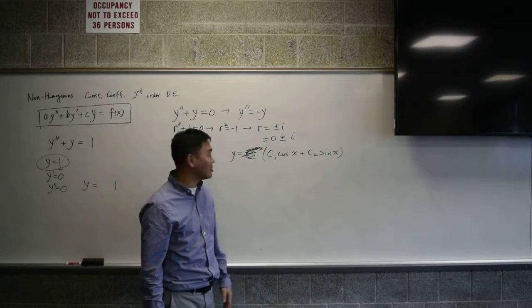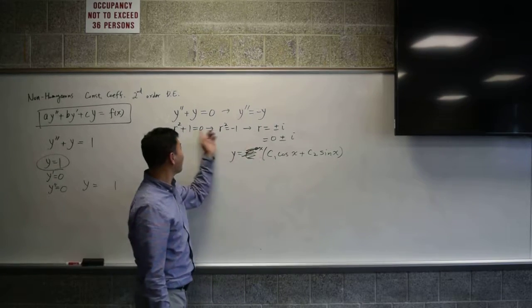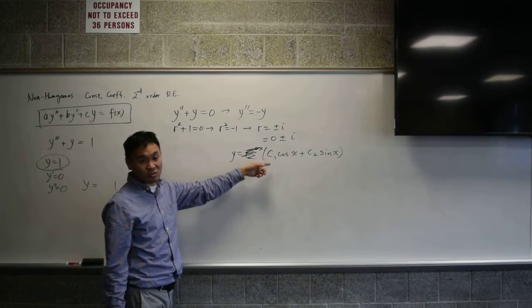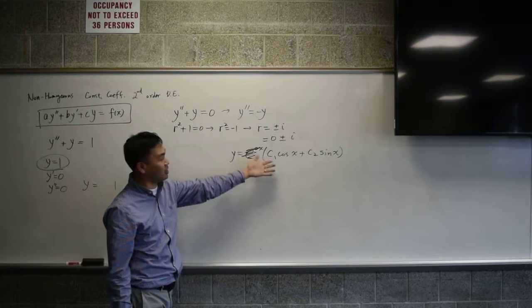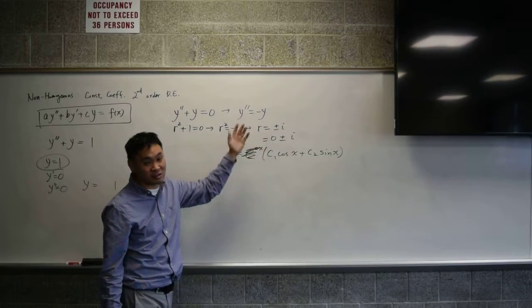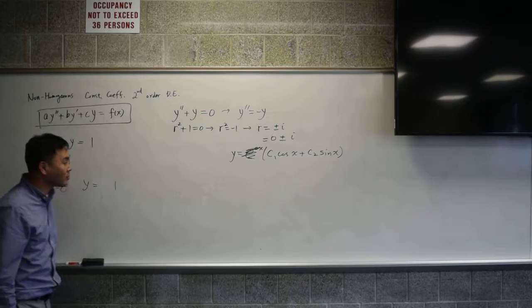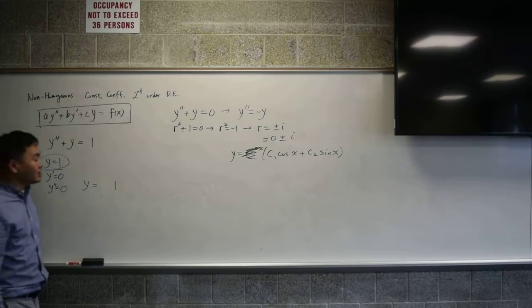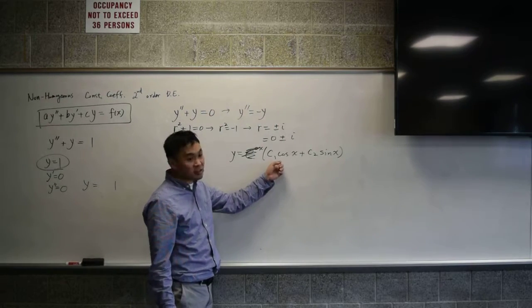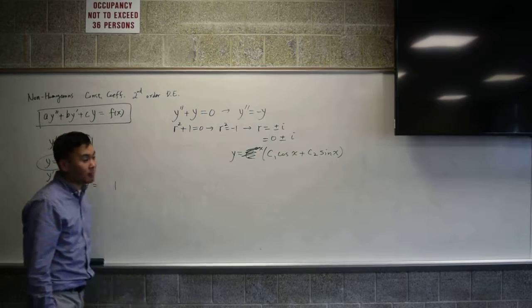So we got this from the standard solution, but you could also just see this and say, hey, the solutions are cosine x and sine x. That's also possible. Either way, this is the complementary solution. Okay?